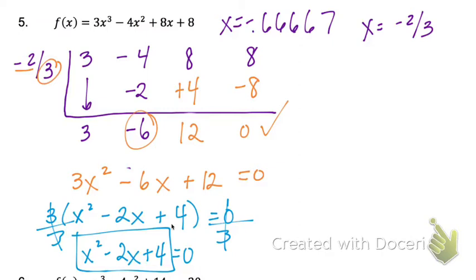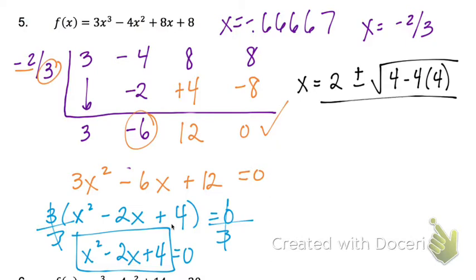So x is equal to negative b, so 2, plus or minus the square root of b squared minus 4ac, all over 2a. It's going to be an imaginary. So then 2 plus or minus the square root of 4 minus 16, which is negative 12.